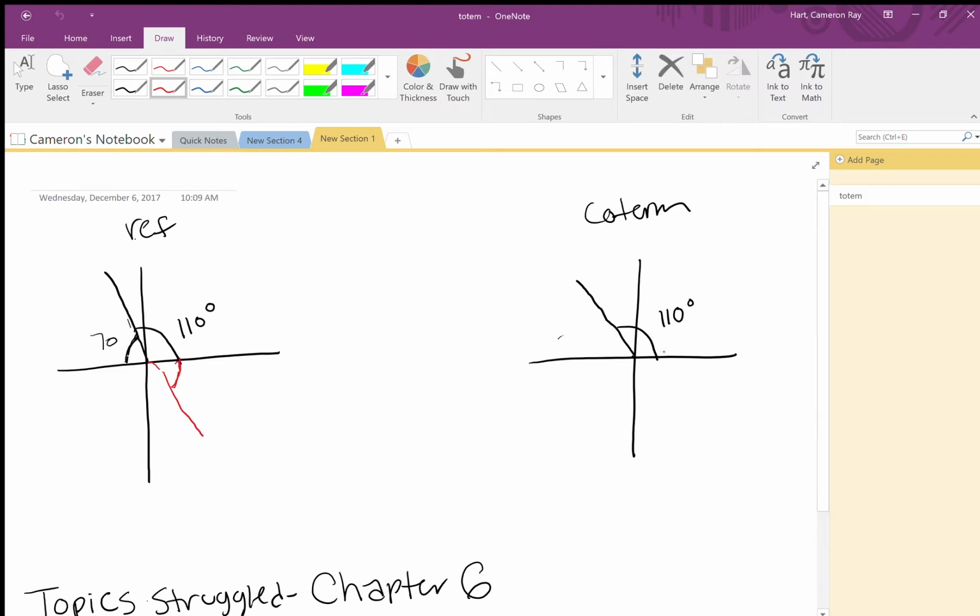Now we're trying to look for the angle that equals this same thing but going in the opposite direction. Right? So that right there would be the coterminal angle, which is negative 250 degrees. You see, so positive 110, the coterminal, which would be going in the opposite direction, would be negative 250.